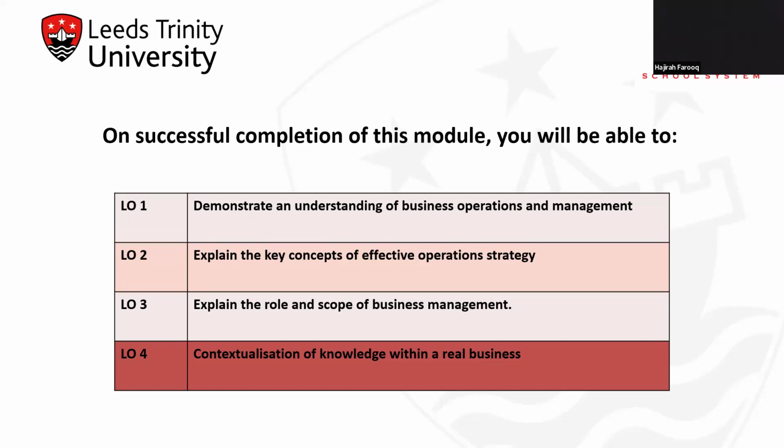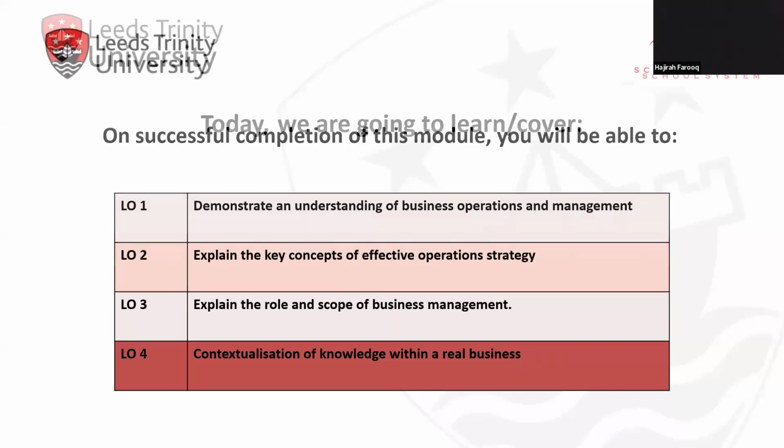There are 4 learning outcomes of this module, as discussed in the previous videos as well. The first one is to demonstrate an understanding of business operations and management. The second one is to explain the key concepts of effective operations strategy. The third one is to explain the role and scope of business management. And the fourth and last one is to contextualize the knowledge that you have obtained within a real business.